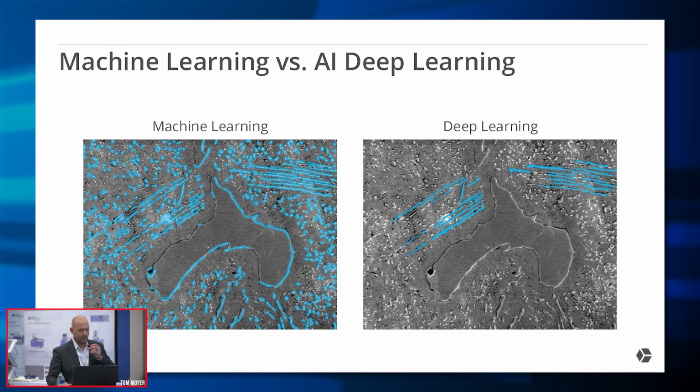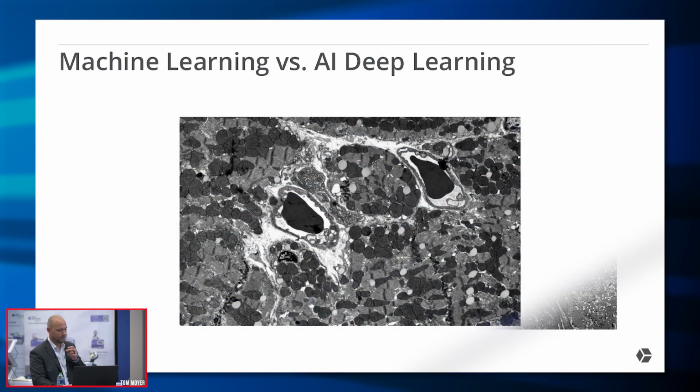On the right, we have the deep learning. We have a pre-trained model for Widmanstätten patterns, and it has accurately identified those patterns in the image.